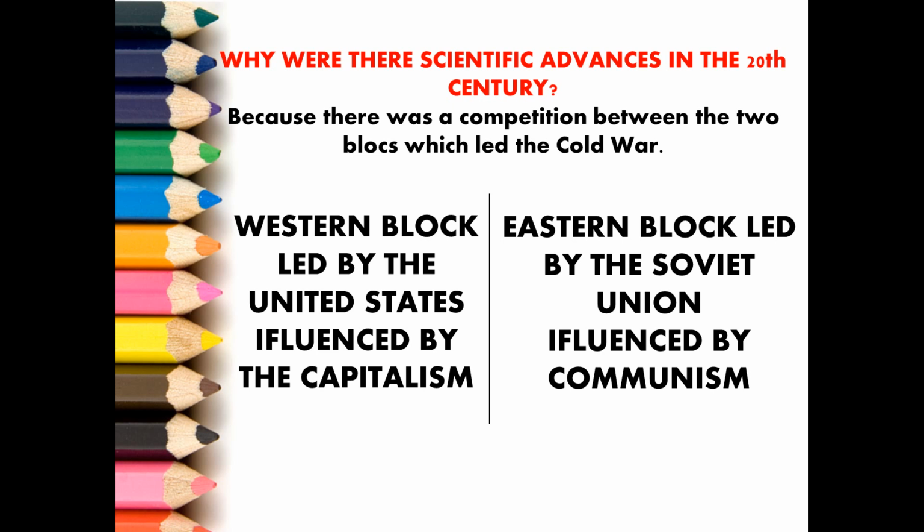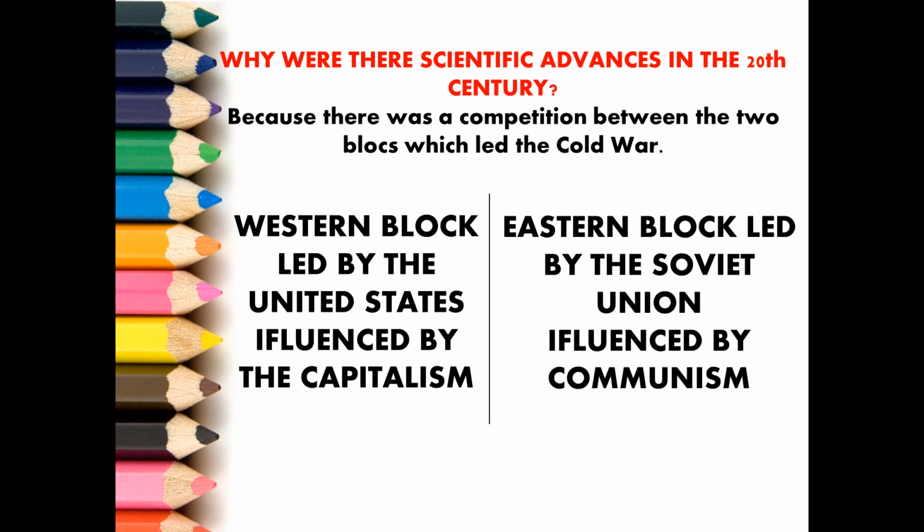Now, as I said before, why were there scientific advances? Basically, during this time there were two major superpowers in the world. Think of it as two teams. The first team is capitalism and the other is communism. Now, if you recall the Cold War, these were the two blocs that fought each other. But they didn't fight on battlefields with weapons and tanks and soldiers.